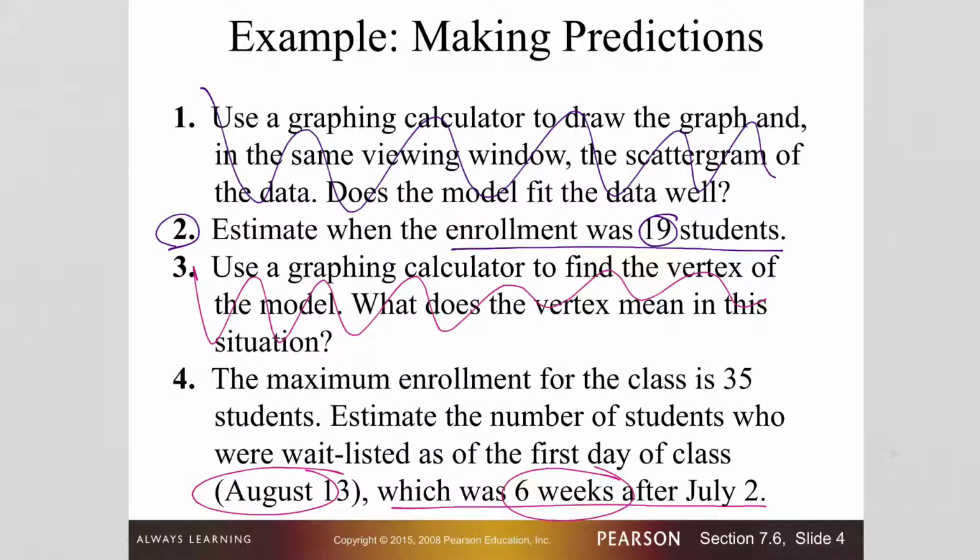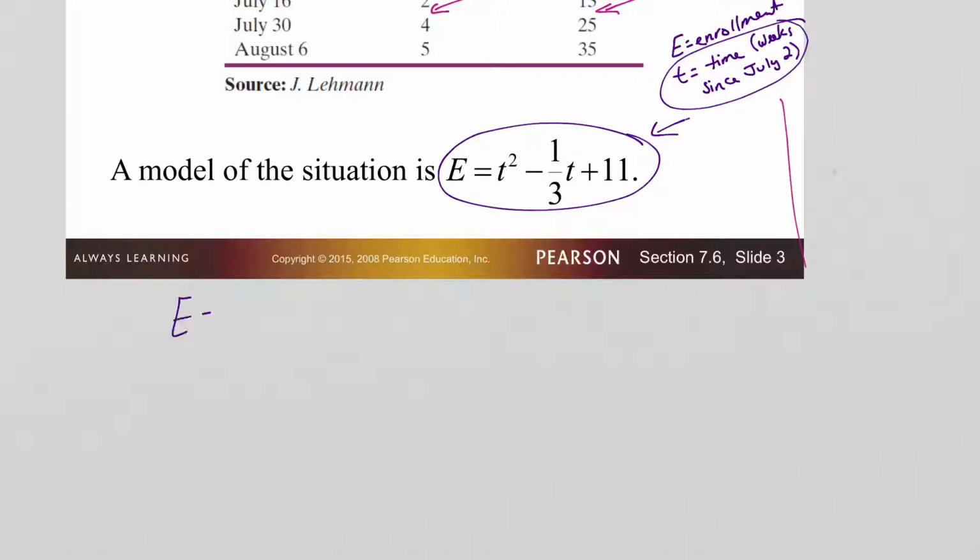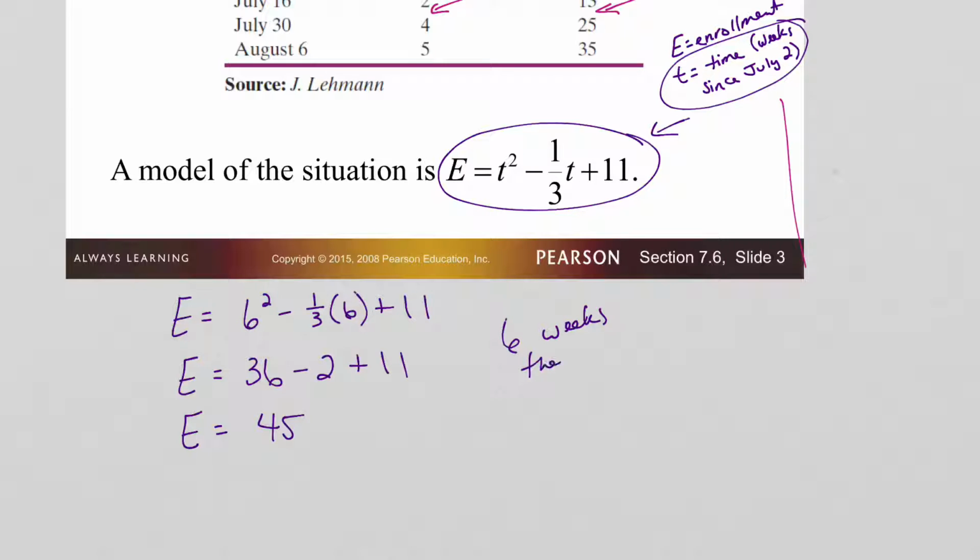Well, weeks is time, so I'm going to put 6 in where I see T. So E is equal to 6 squared minus 1/3 times 6 plus 11. So I've got 36 minus 2 plus 11. 36 minus 2 is 34. 34 plus 11 is 45. Now what does that mean? So at 6 weeks, the enrollment was 45 students.